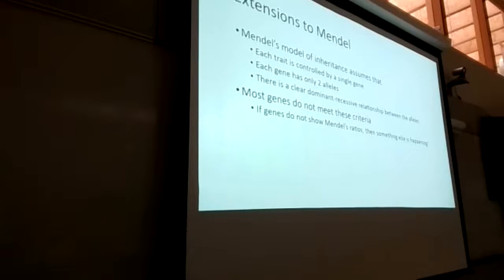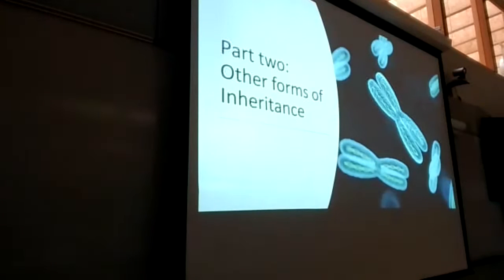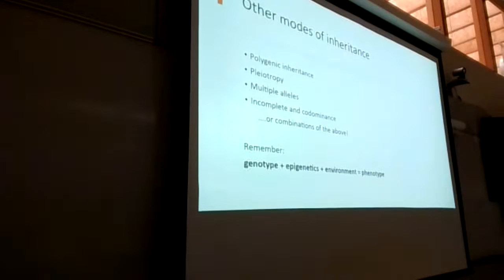But sometimes it doesn't work out as well, right? Something else is happening if we don't see the mathematical model that Mendel showed us. If they don't meet those ratios, something else is happening. So what else could there be? What other kinds of inheritance models are there? Well, let's talk about those.